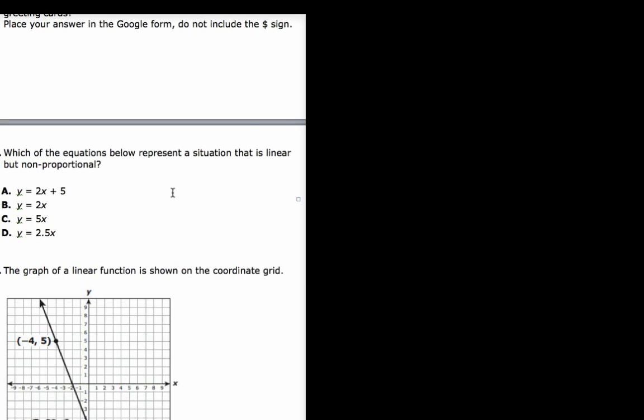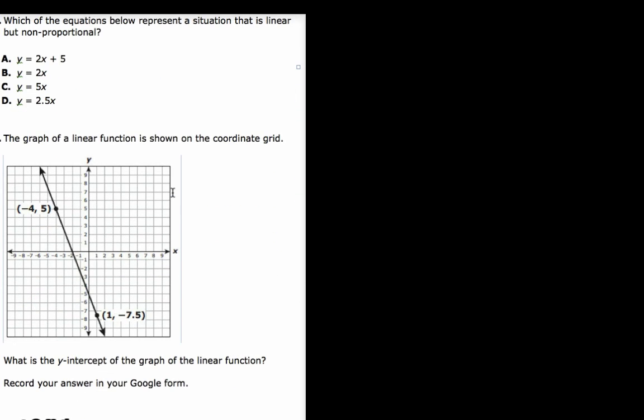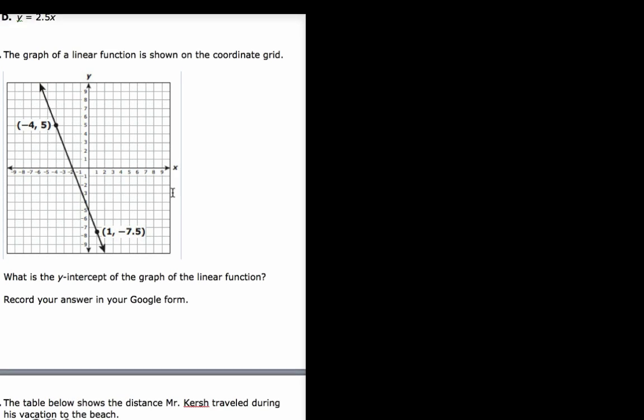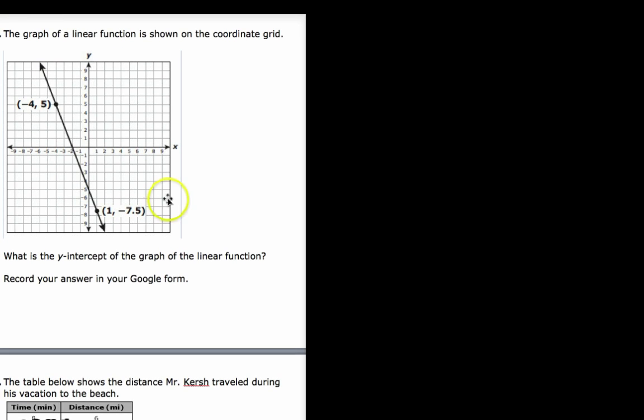Number 13. Which of the equations below represent a situation that is linear but non-proportional? So A is y equals 2x plus 5, B, y equals 2x, C, y equals 5x, and D, y equals 2.5x. And remember, you're looking for linear but non-proportional. Linear but non-proportional.